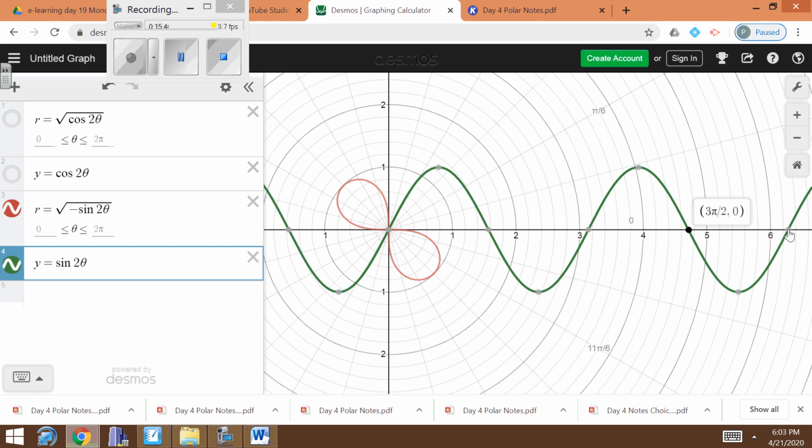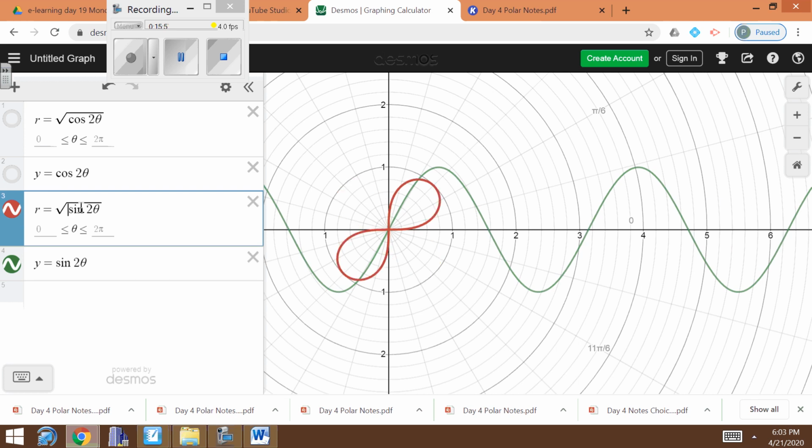But then from 3 pi over 2 to 2 pi, all of these values are negative, and a negative times a negative is what would give us that positive. So that's why we still do have those values over there, but they're in a little bit of a different place. So if I take off the negative, if you look over here, notice that that's going from 0 to pi over 2, and then from pi to 3 pi over 2, that's graphed.